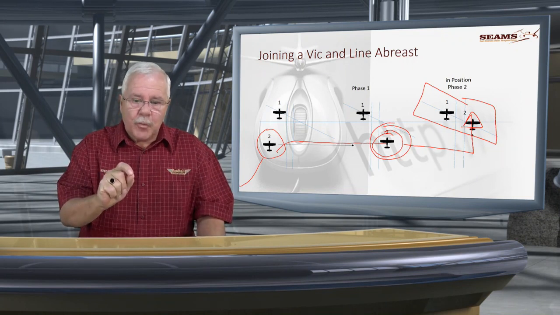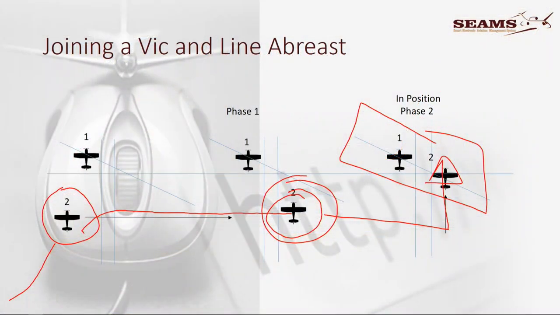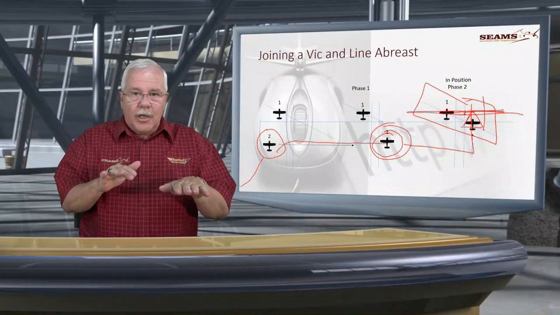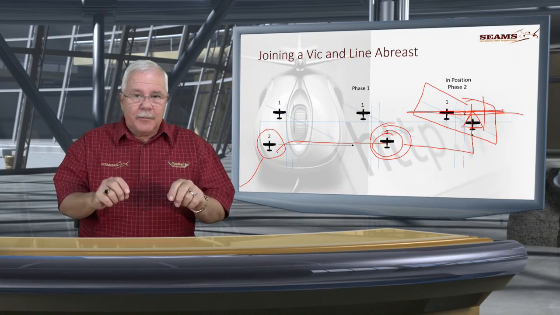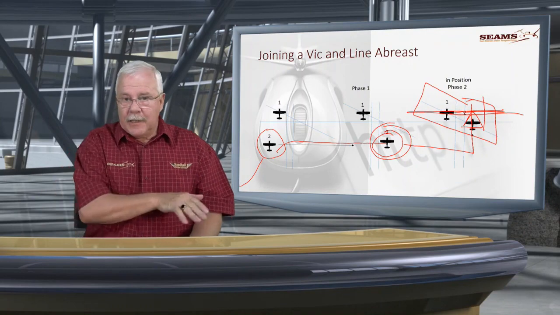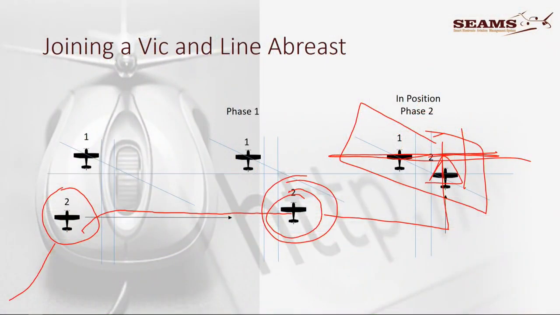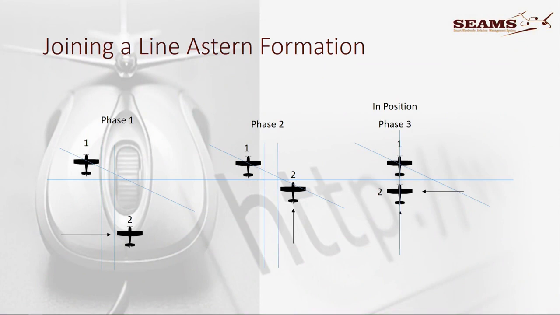Okay, first point, whether it's line abreast or not, because remember from here, line abreast is just moving more forward until you line abreast the aircraft there. So it's into Vic number 2 and line abreast number 2, same story. First in, then forward. Lateral, then fore aft. Okay. Line astern.